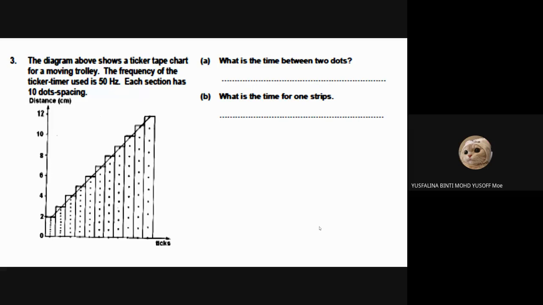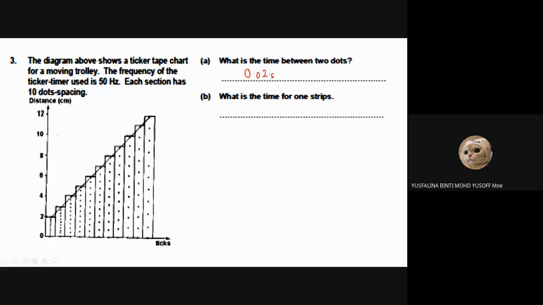What is the time between two dots? What is the time for one strip? 0.02. That one is for A. And then for B? Yes, correct. The time between two dots, from here to here is 0.02. Here to here, 0.02. Here and here also 0.02. So the time between two dots is 0.02 seconds.